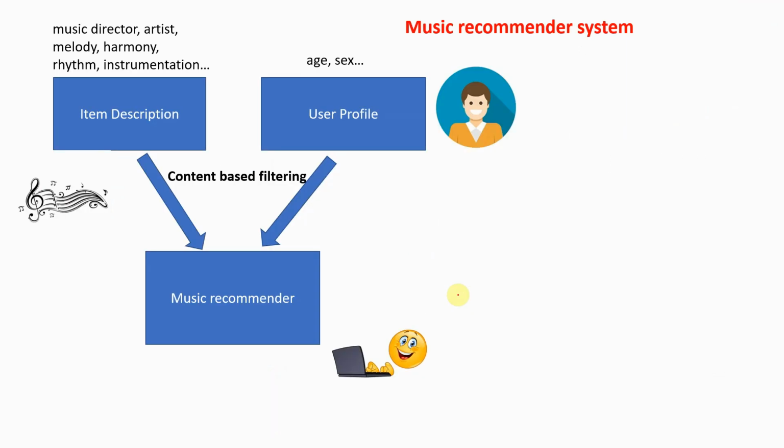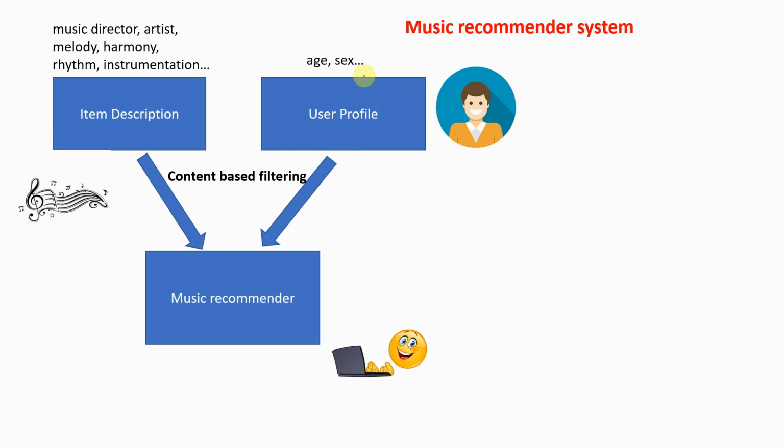And here we will see an example of how a music recommender system works. Here all the music, that is songs, are entered in the song database. All the users are available in the user database. The utility matrix provides a relationship between the user and the item, showing how the user has liked a particular item. The item contains descriptions like music director, type of artist, melody, harmony, rhythm, and the instruments used. The user profile contains age, sex, and similar information.